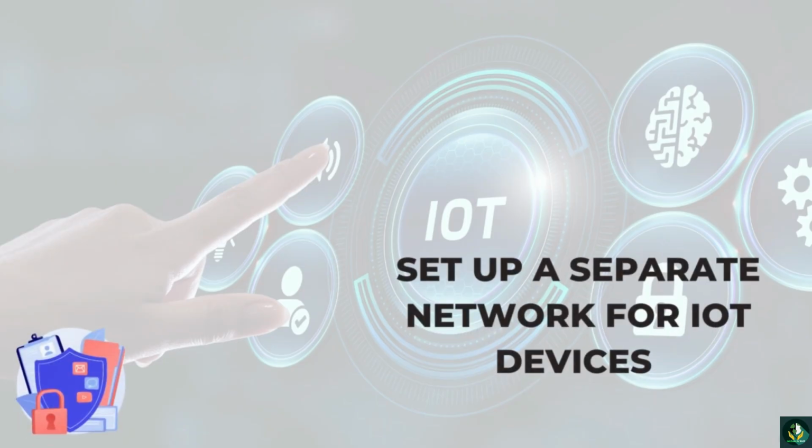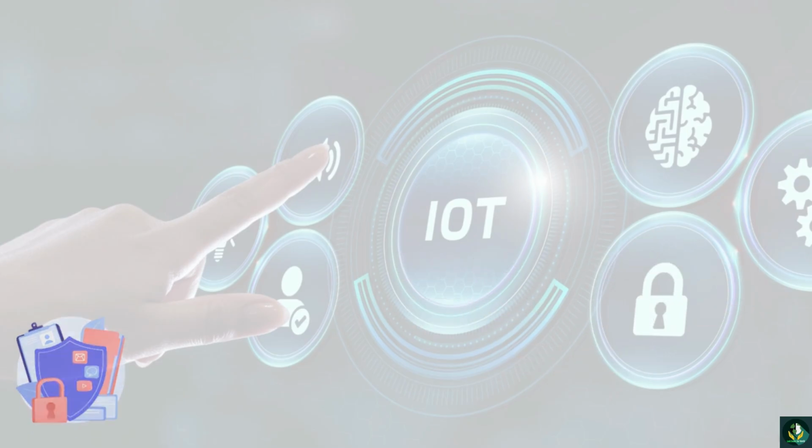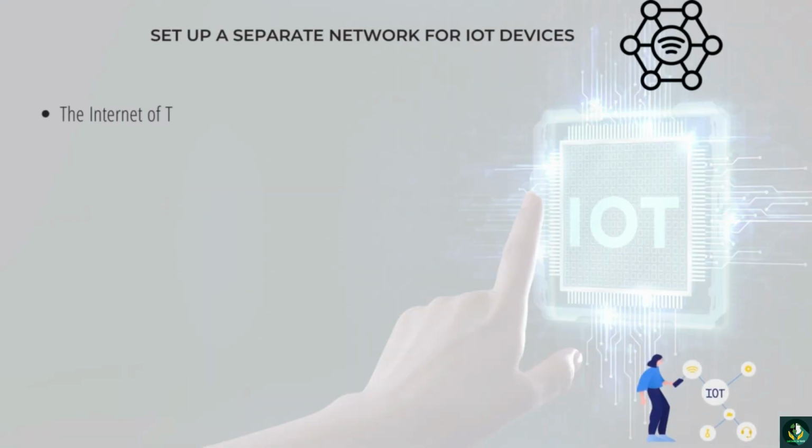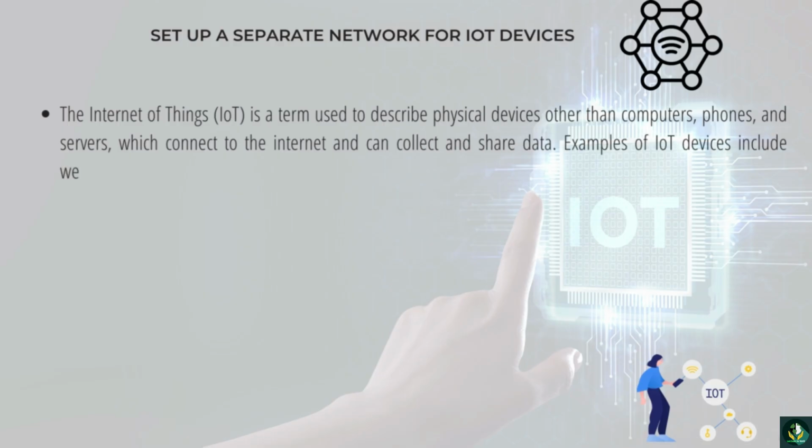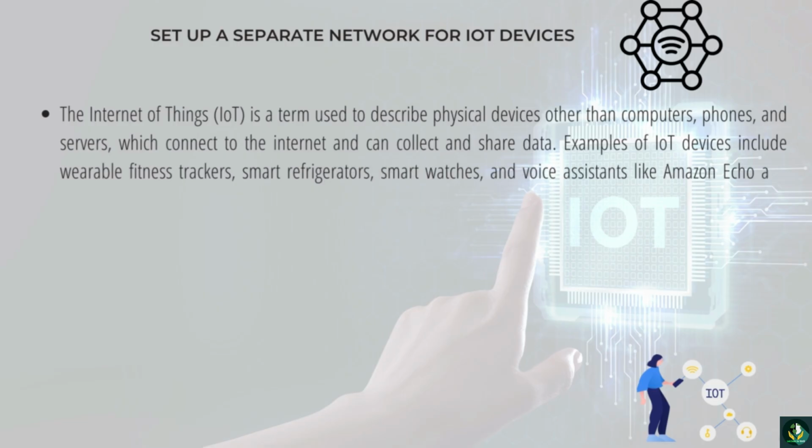Set up a separate network for IoT devices. The Internet of Things, or IoT, is a term used to describe physical devices other than computers, phones, and servers, which connect to the Internet and can collect and share data. Examples of IoT devices include wearable fitness trackers, smart refrigerators, smart watches, and voice assistants like Amazon Echo and Google Home.